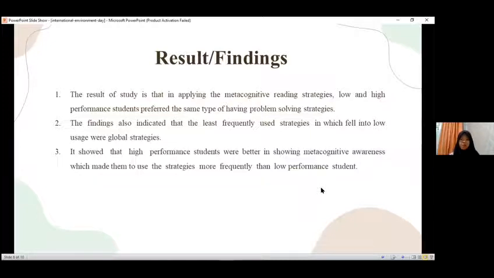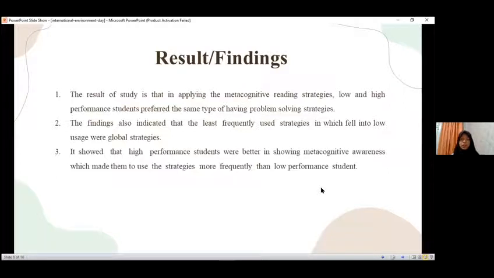The low performance students had difficulty in analyzing and evaluating information critically, identifying key information, using context clues, and summarizing the text, and rarely discussed with others for better understanding. The high-performance students were seen occasionally using tables, figures, and pictures in the text, stopping from time to time to think about the text, summarizing the text, guessing the material, and checking the guesses about whether or not the text is right or wrong. From the explanation above, it can be summarized that in applying the metacognitive reading strategies, low and high performance students prefer the same type, problem-solving strategies.